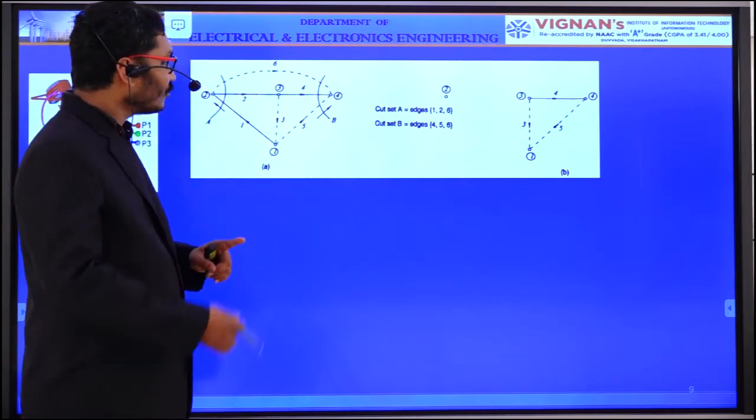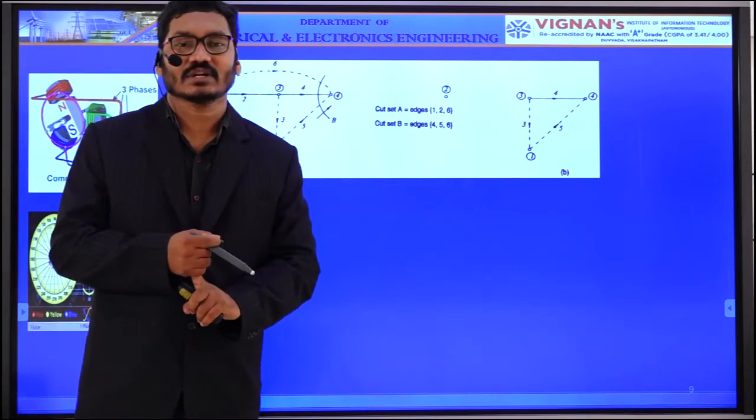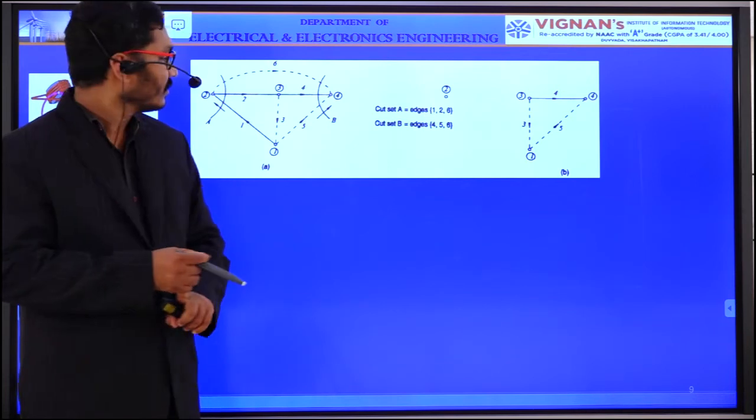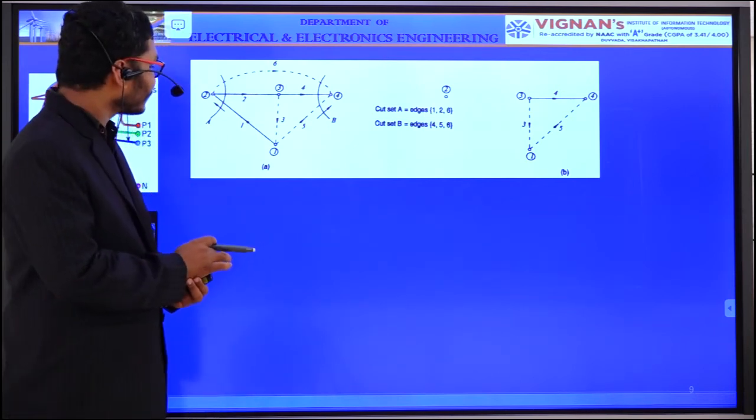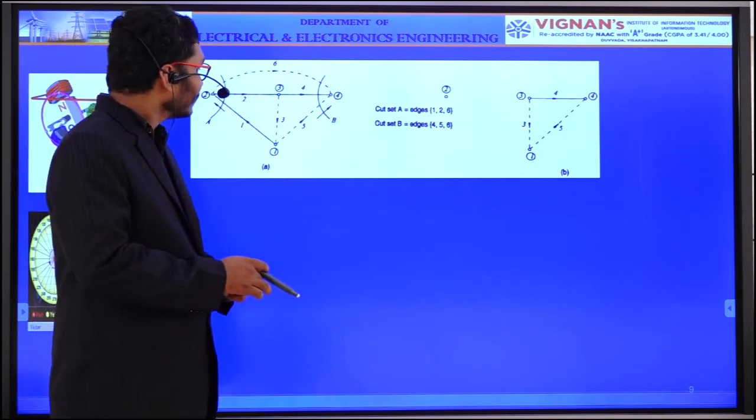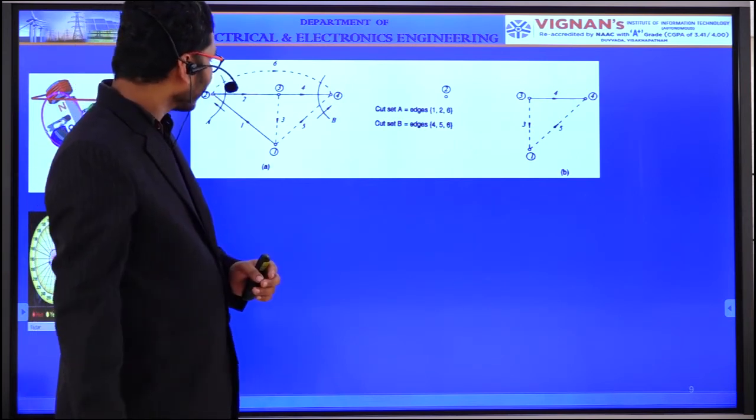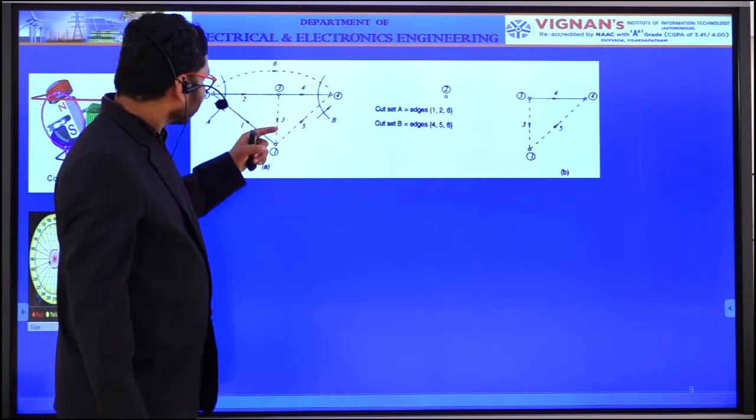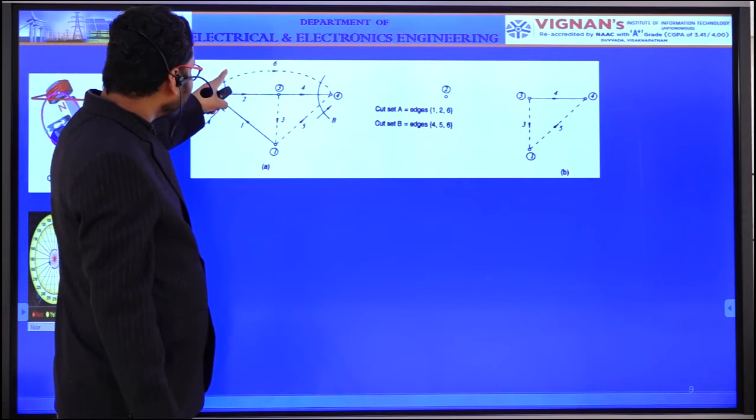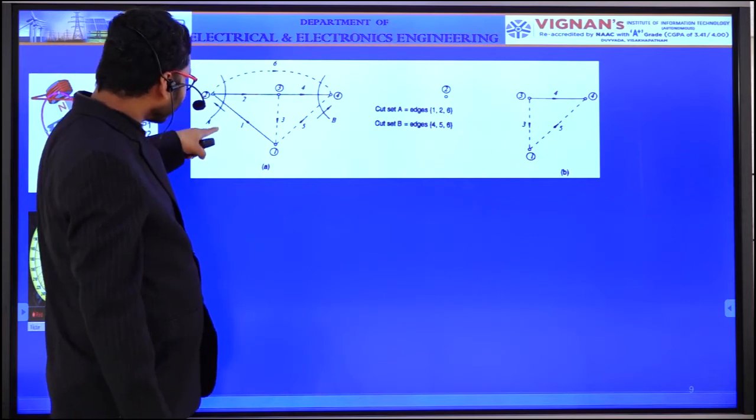If you remove branches so that your graph is separated, so that the graph is split into two parts, then you call that a cut set. Suppose here I am removing the branches 1 to 6.